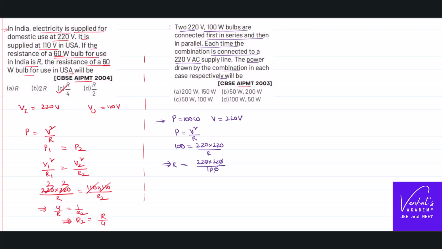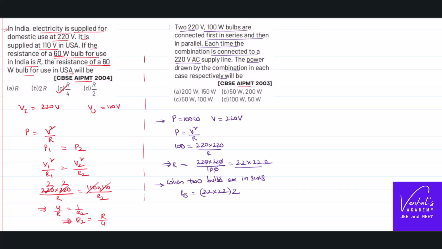These two zeros and these two zeros can be cancelled. So the resistance of each bulb is 22 into 22 ohms. I need not calculate that value, you can just leave it that way. Now what we can say is, when two such resistors or two such bulbs are in series, the resistance of the series is R1 plus R2. So 22 into 22 plus 22 into 22. So that becomes multiplied by 2.